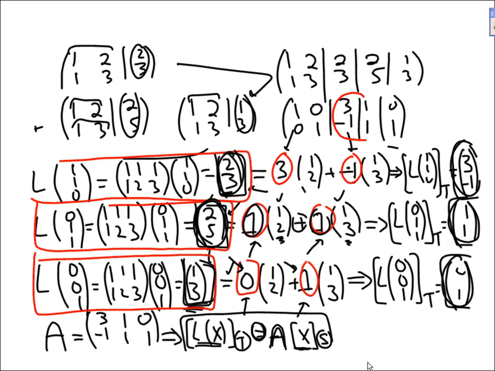This is your matrix A. Just remove those vertical lines. That's your matrix A. So that's another way of doing it. Probably the cleanest way of doing it, actually.